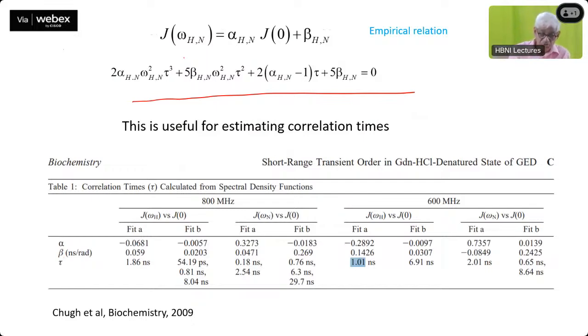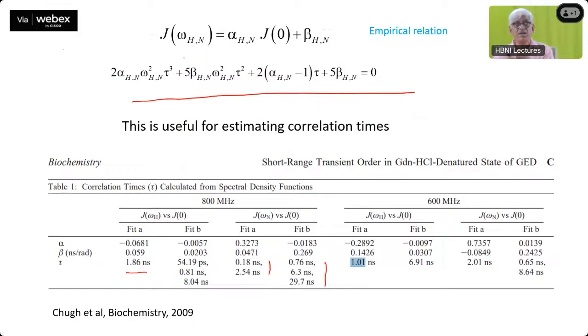When you do this, with different kinds of fits, you get a correlation time of 1.86 nanoseconds in one case. Another fit gave 3 correlation times, 54.19, 0.81, 8.01. So at least 3 different correlation times are operative in this, and these are at 800 megahertz. Then you do the same thing for omega N versus omega 0. You get other correlation times here, 0.18 nanosecond, 2.4 nanoseconds, and 3 nanoseconds. Similarly, you get different correlation times.